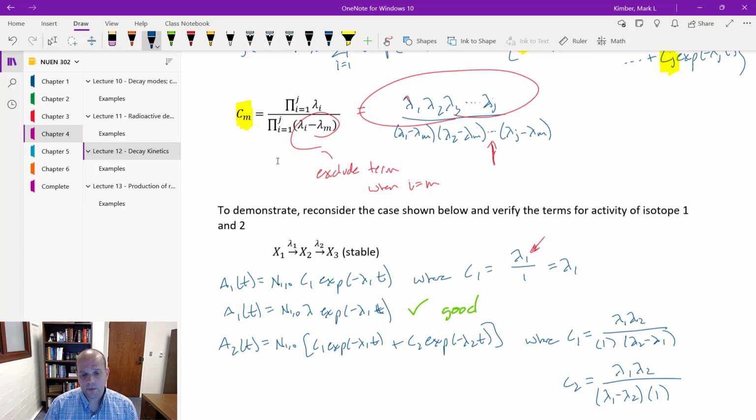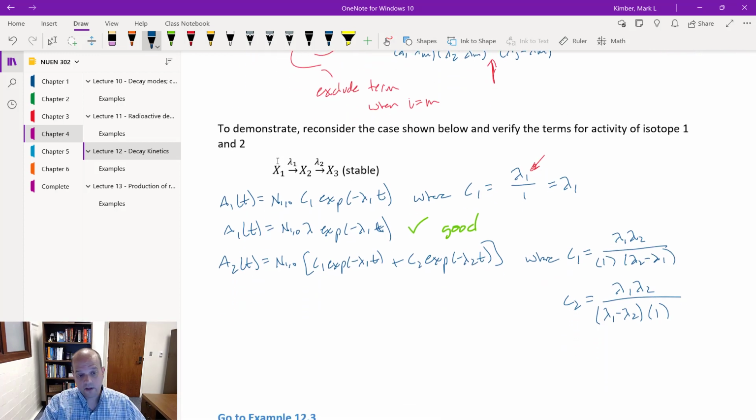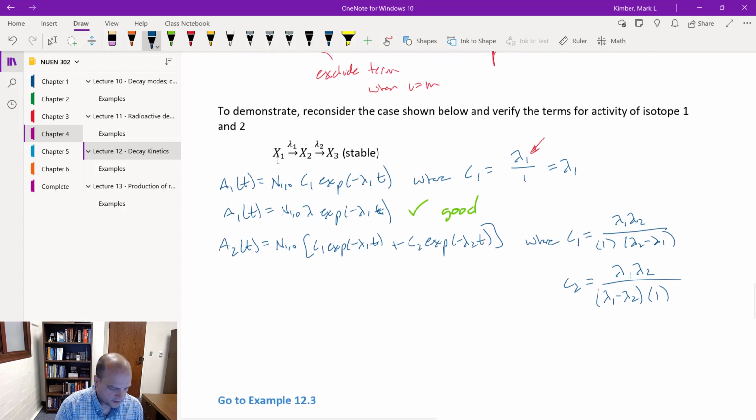And that's exactly what we expect it to be if we go back and look at our notes of the analytical derivation of this. And so A2 ends up being my initial inventory times C1, which is lambda 1 lambda 2 over lambda 2 minus lambda 1, plus C2, which will be lambda 1 lambda 2 over lambda 1 minus lambda 2.